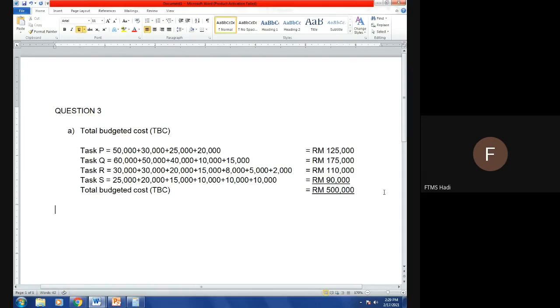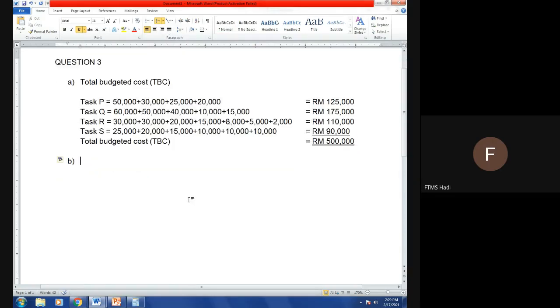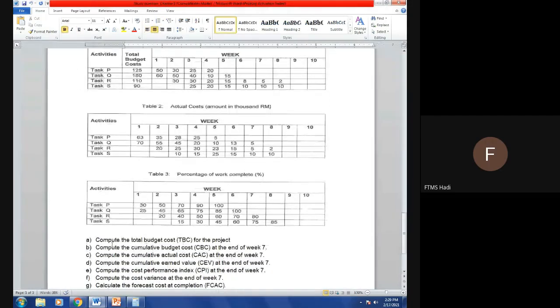Okay, for question B, let's have a look. What does question B say? Compute the cumulative budgeted cost, CBC, at the end of week 7. That means you need to calculate until week 7 only. Week 8, do not include, because the question said until the end of week 7.